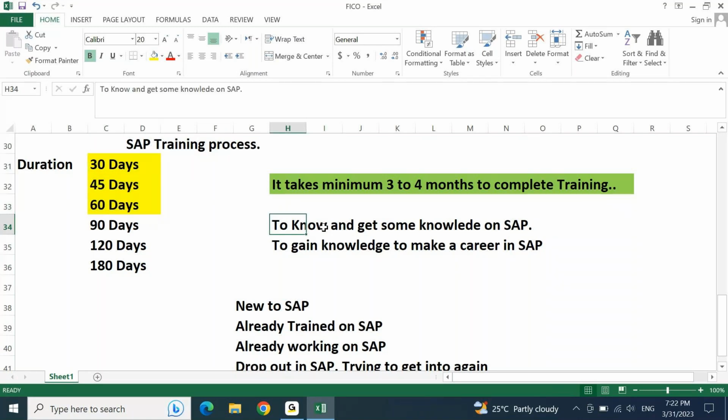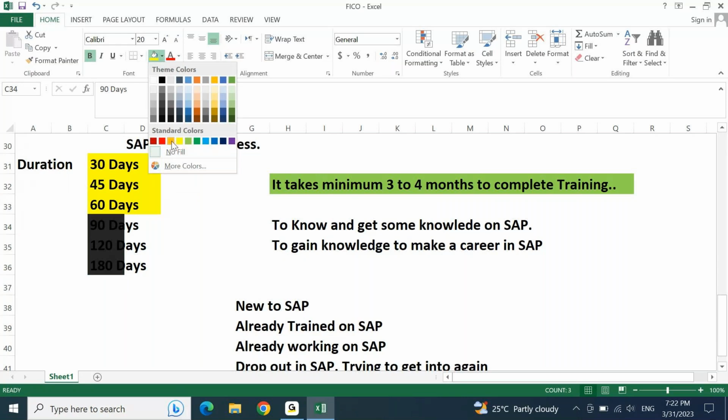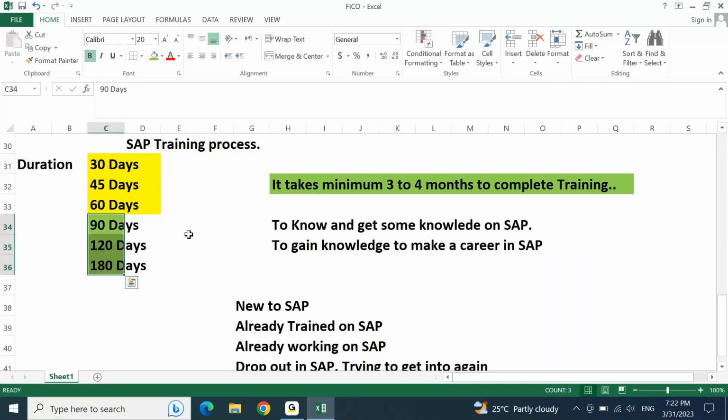But if your intention is to get a job in SAP, to make a career in SAP, this 30 days, 45 days, 60 days is not going to work. There is nothing that you will learn which will help you clear the interview, which will help you understand the SAP business scenarios, SAP business processes, right? If your intention is to get this, it takes this duration. So this is your minimum duration.